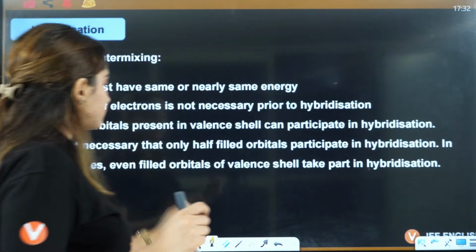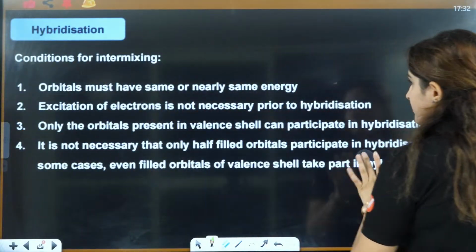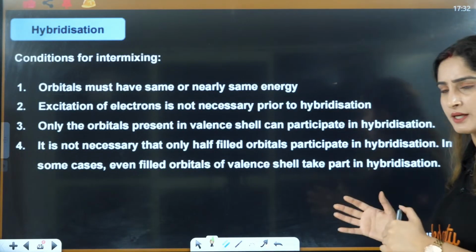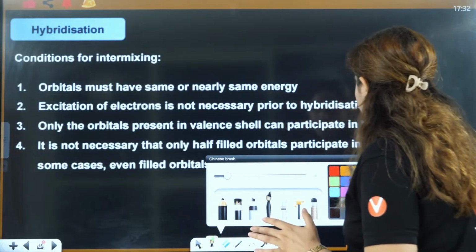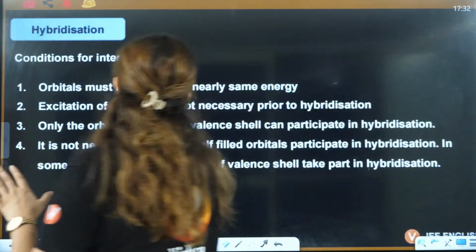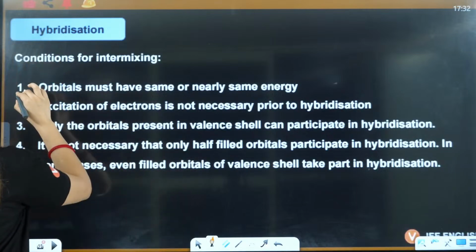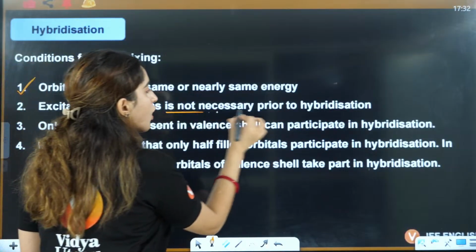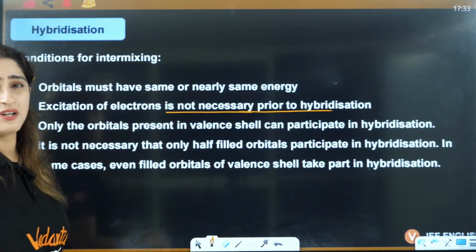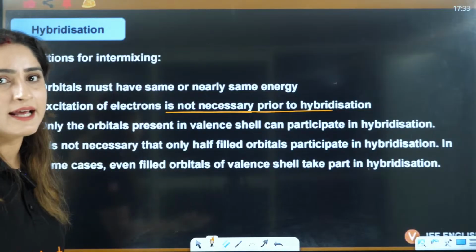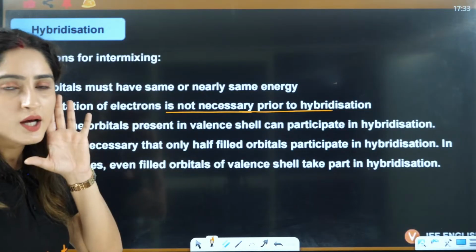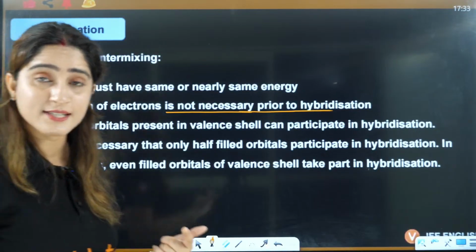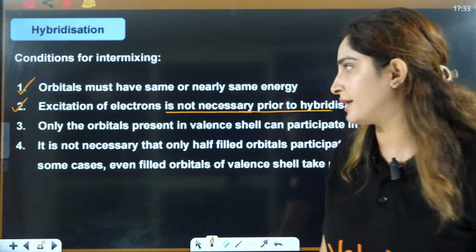Then, what are the conditions for intermixing? First condition is orbitals must have same or nearly same energy, right? They should have same or nearly same energy, only then it is possible for them to do hybridization. Excitation of electron is not a necessary prerequisite to hybridization. Sometimes without getting excited, they can do hybridization, so it's not that important. If it is needed, they will excite. If it is not needed, it will not excite.